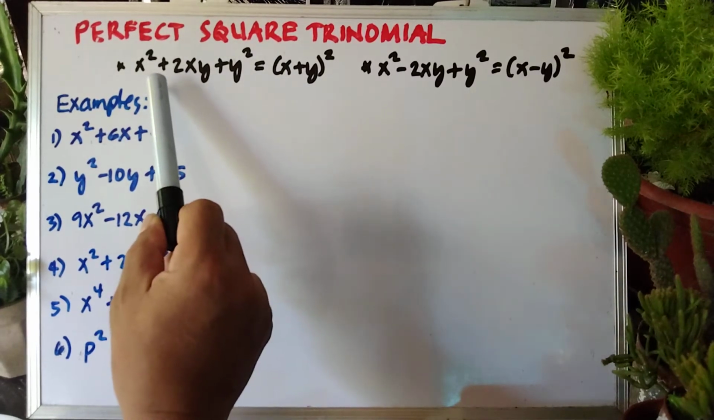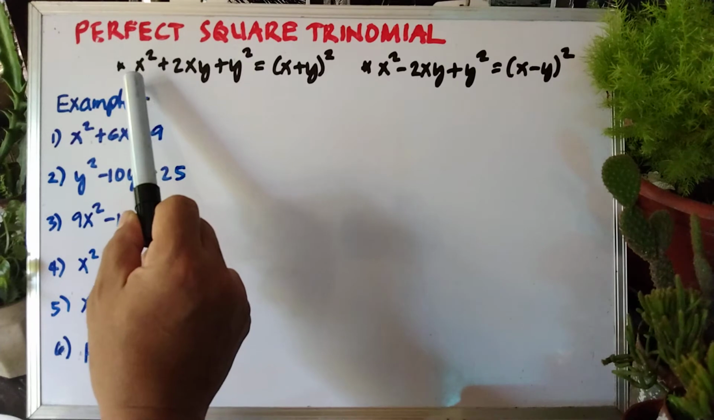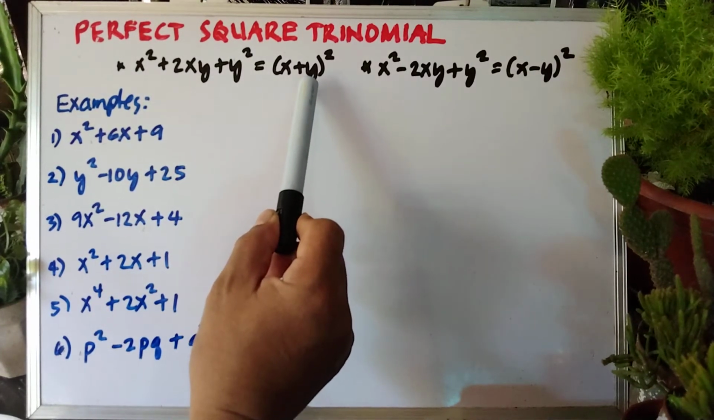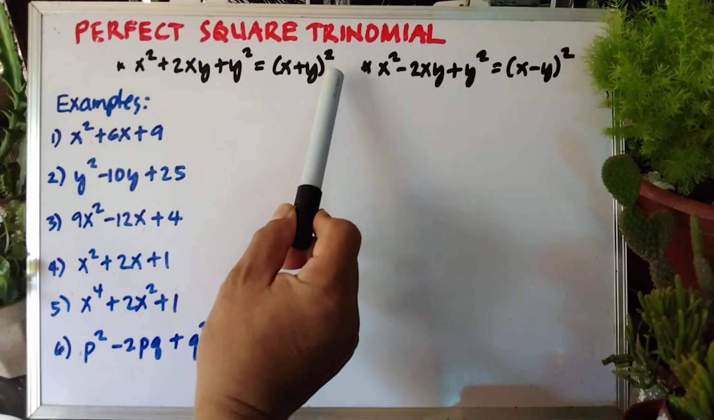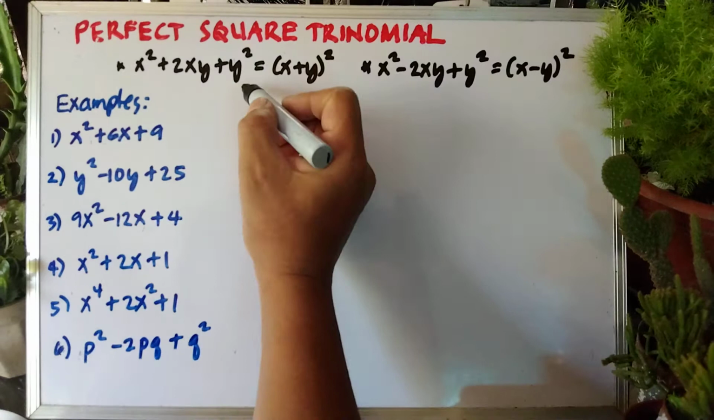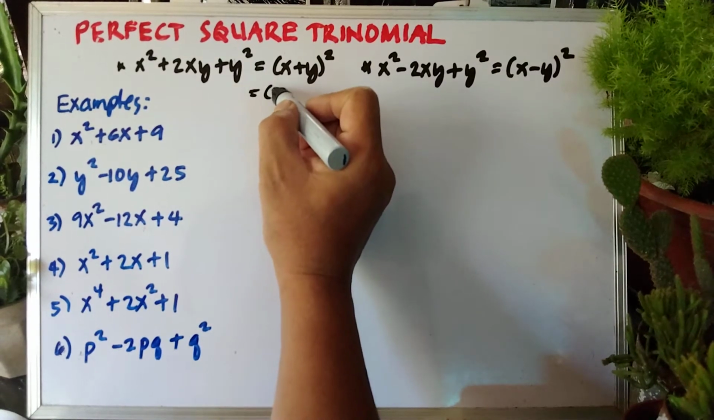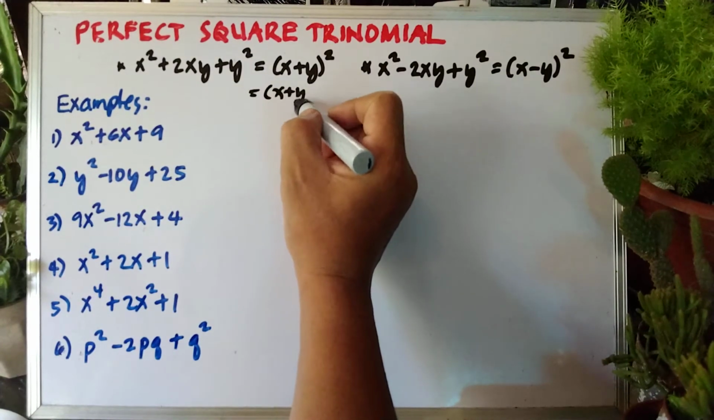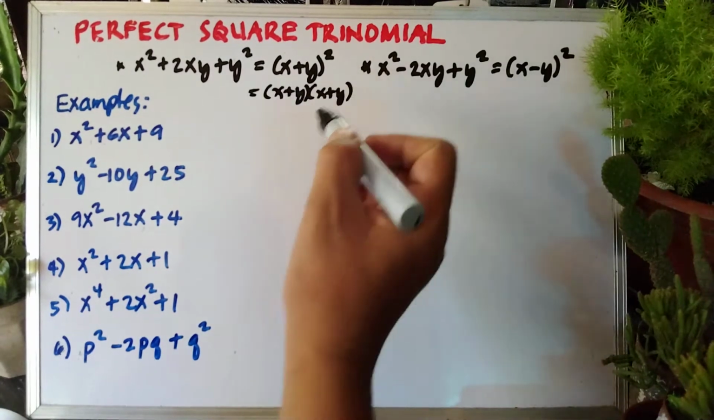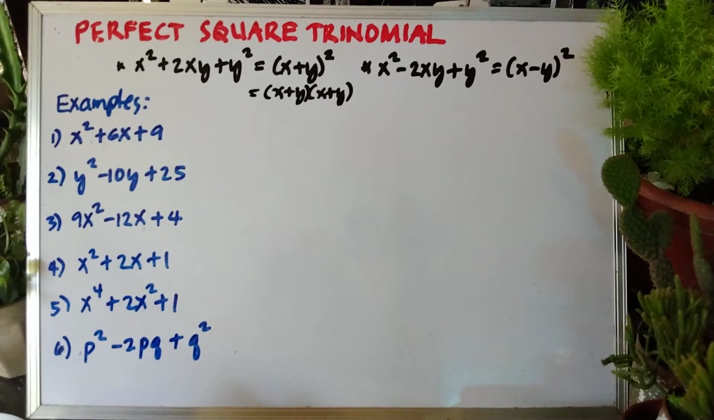So, ibig sabihin nito, ang factor ng trinomial na ito ay itong nasa right side. X plus y to the power of 2. Okay? In other words, pwede din yun, it is just equivalent to x plus y times x plus y. Dalawang x plus y.